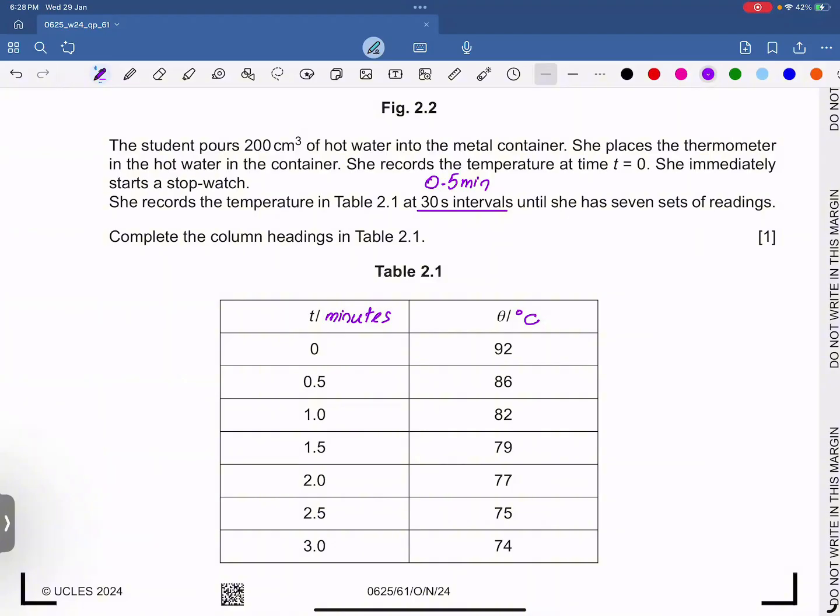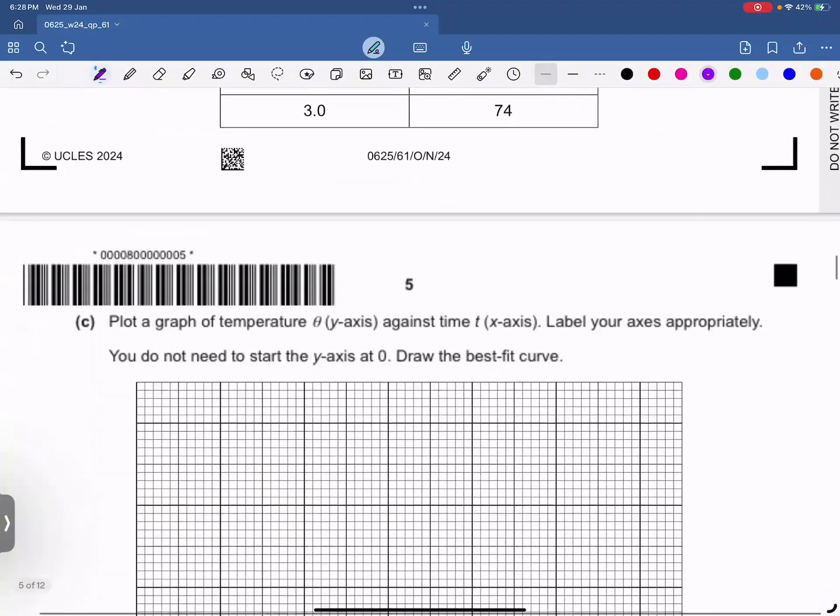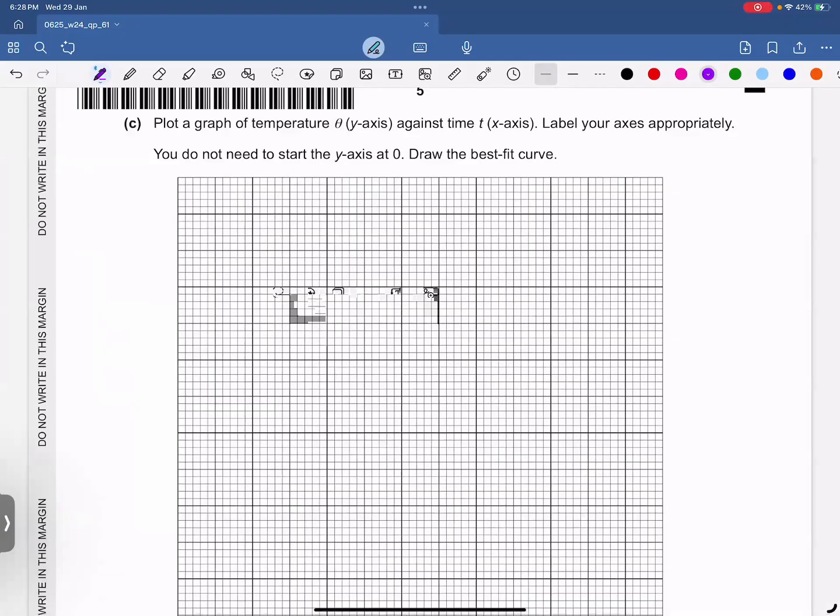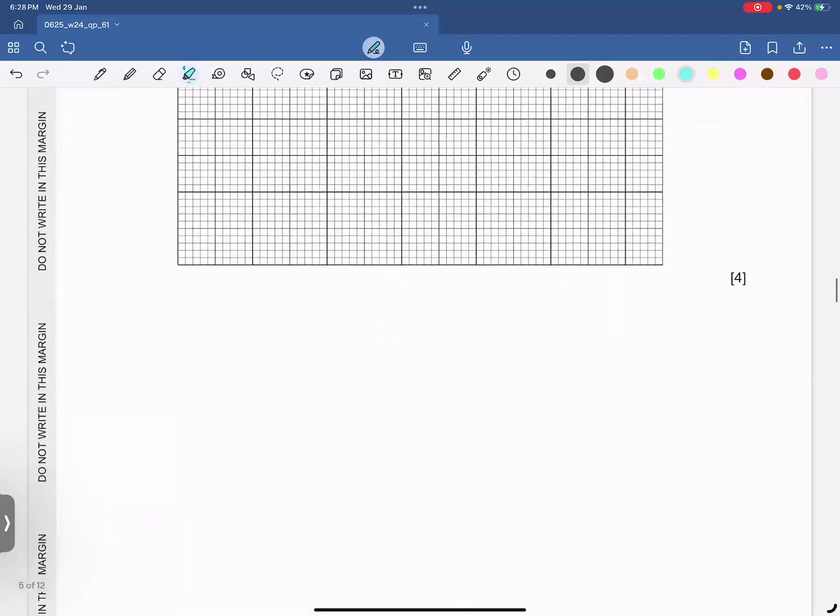Now let's go to the next page. Plot a graph of temperature on the y-axis. Okay, so they say temperature on the y-axis. Your first task is to label theta on the y-axis with the right unit. So the y-axis is going to be labeled as theta slash degree Celsius. After that, time on the x-axis: go and label the correct unit for time, what we wrote, minutes.